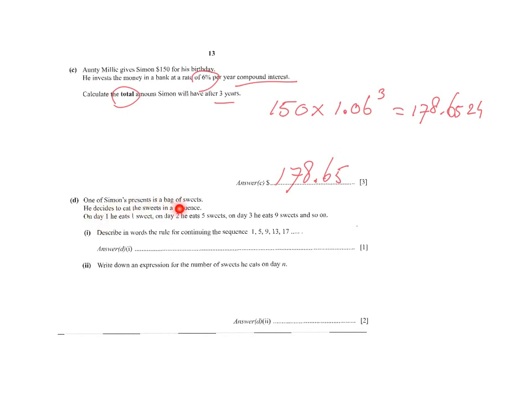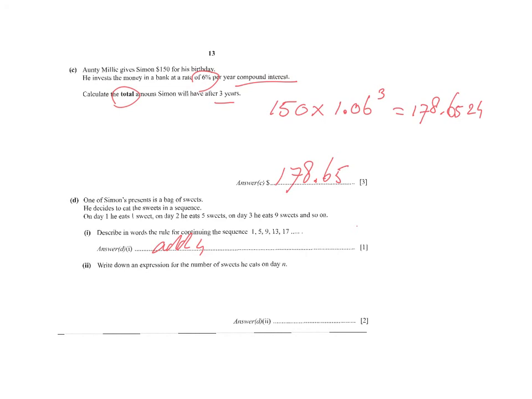Great. One of Simon's presents is a bag of sweets. He decides to eat the sweets in a sequence. All right, interesting. On day 1, it says he eats 1 sweet, then 5 sweets, and then 9 sweets, and so on. Describe in words the rule for continuing the sequence. So what is the term-to-term rule? So from 1 to 5 to 9 to 13 to 17, the term-to-term rule is add 4 every time. I hope you realize that.